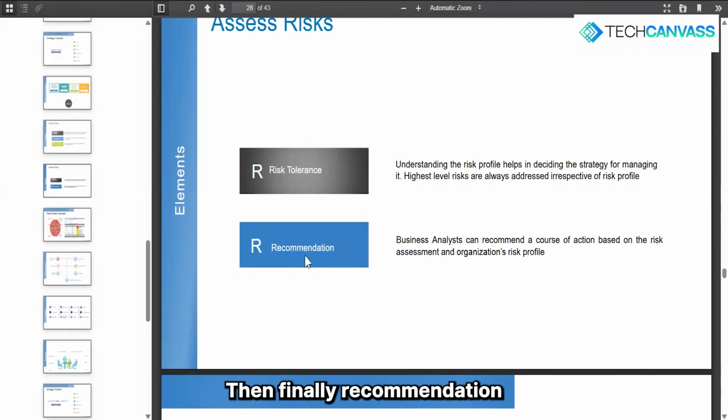Then finally, recommendation. BABOK says that once you have analyzed the risk and have a risk plan, you need to recommend what needs to be done. Either you go ahead with the change and pursue the benefit while investing in reducing the risk as well, or do not pursue the change at all, like doing nothing. It could be that also.